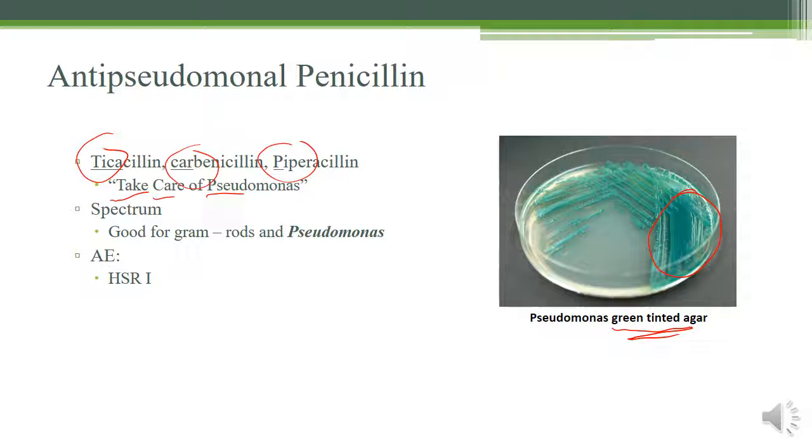And these 3 drugs are not only good for gram-negatives, but again, remember Pseudomonas. They don't really ask you very often on your Step 1 about whether this antibiotic will work for this bacteria, but for Pseudomonas it tends to be the exception.